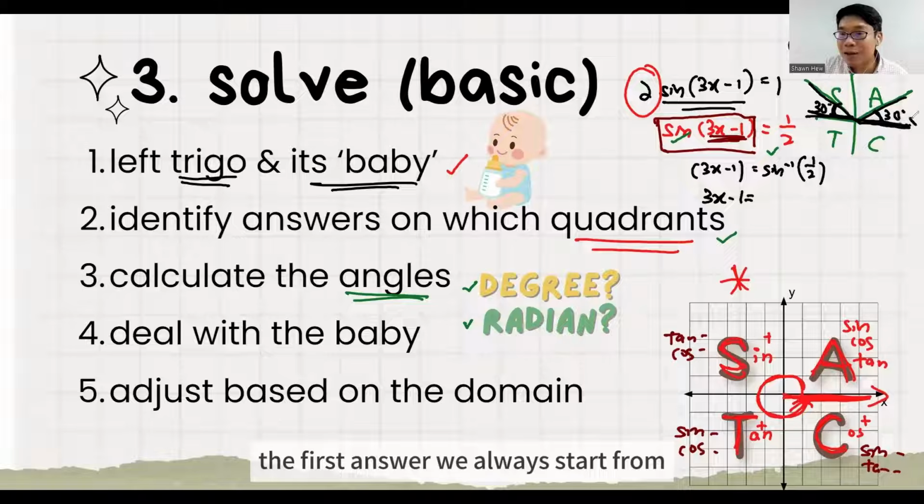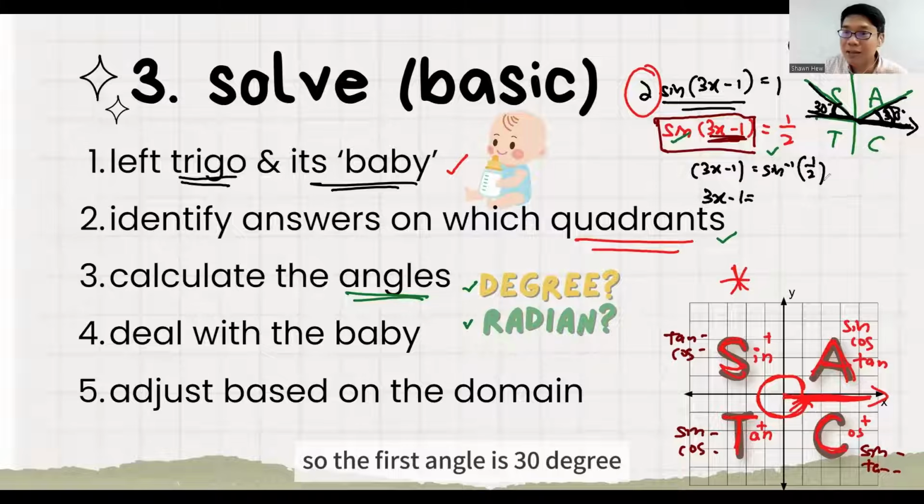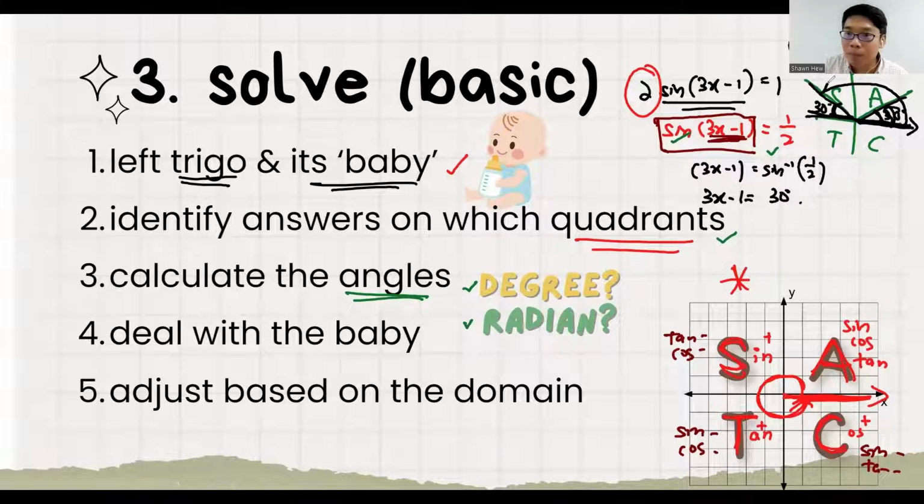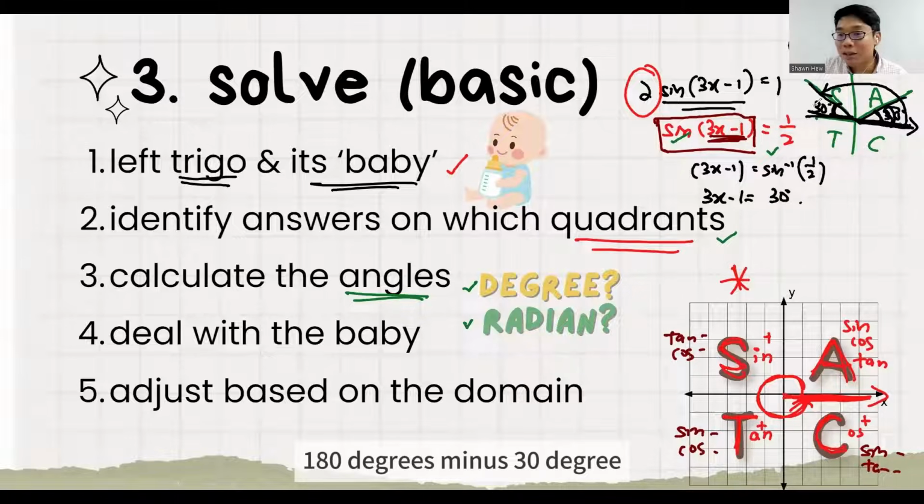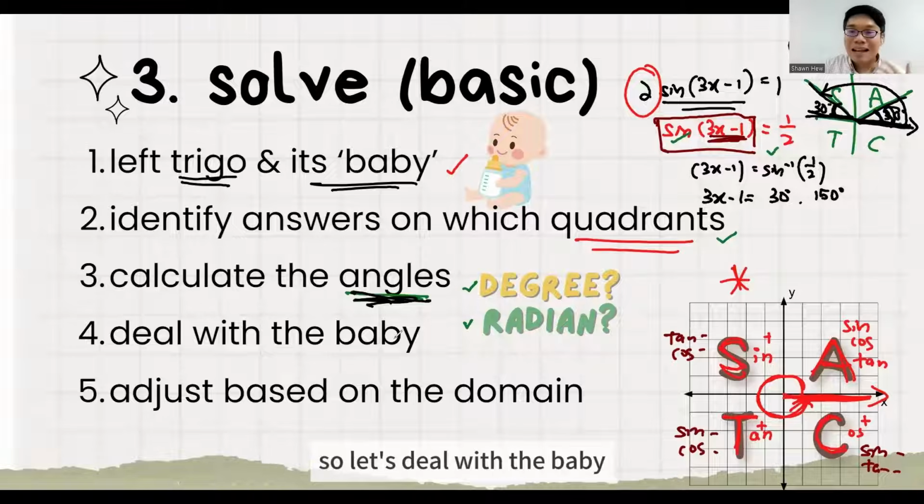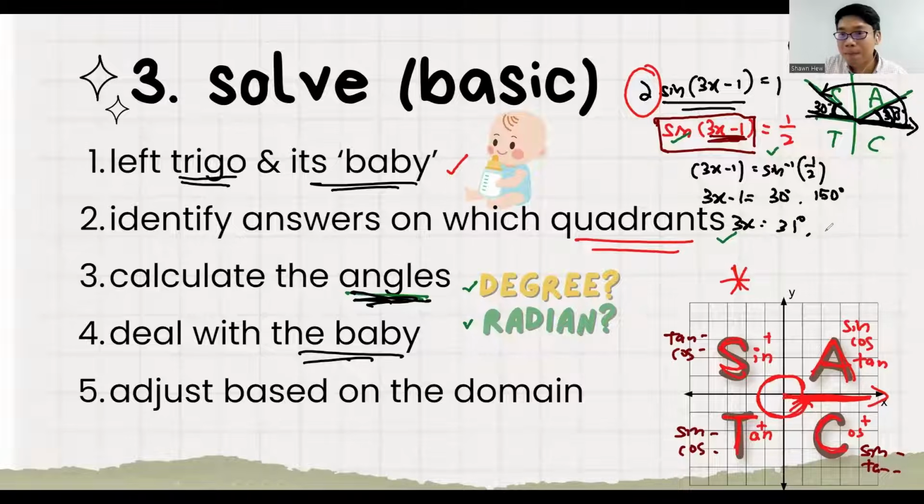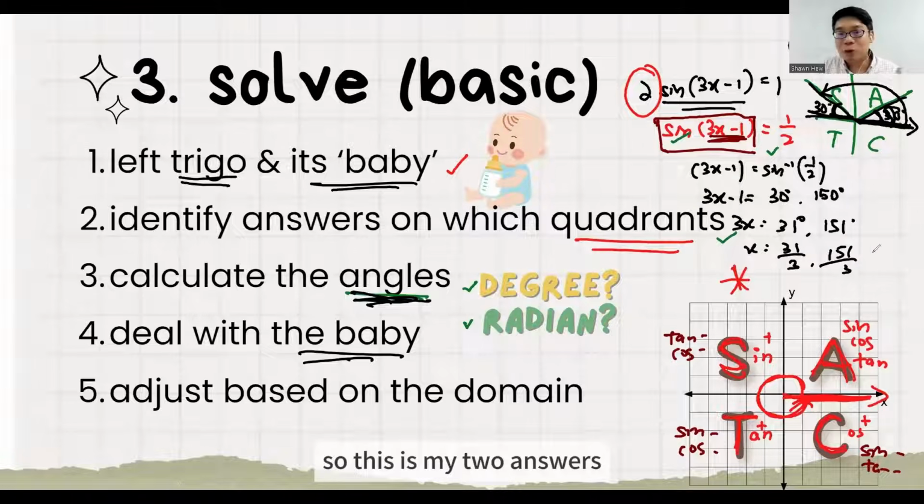The first answer, we always start from the x-axis and turn anti-clockwise. So the first angle is 30 degrees. The second answer, from here to here, is 180 degrees minus 30 degrees, so it's 150 degrees. So we successfully get the two angles. Now let's deal with the baby. The 3x minus 1, slowly shift: minus 1 goes there and becomes plus 1, everything divided by 3. So these are my two answers.